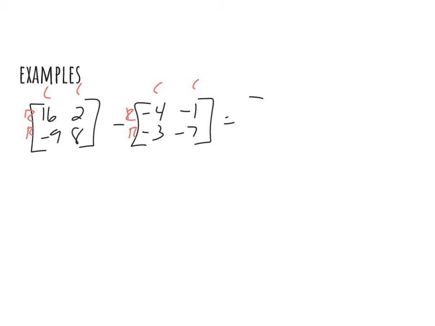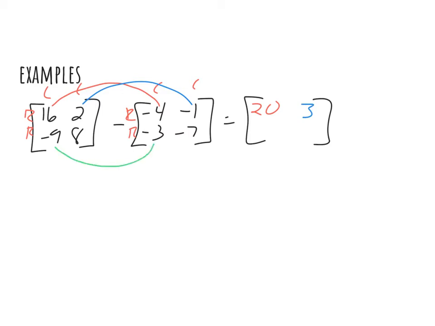So when I go about doing that, I'm going to subtract the same values now. So the first minus that first, 16 minus a negative 4 gives me 20. 2 minus a negative 1 gets me 3. Negative 9 minus a negative 3 gets me a negative 6. And 8 minus a negative 7 gives me 15. So when I subtract them, this is the answer that I get.